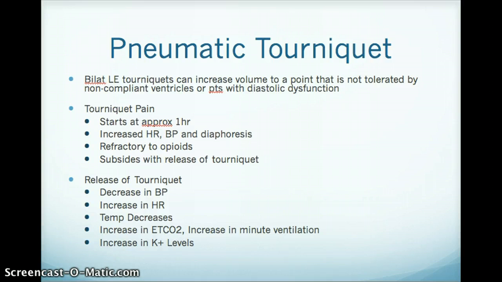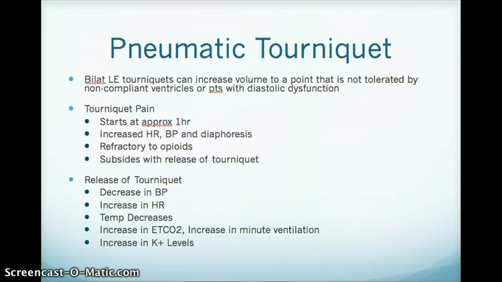Patients with diastolic dysfunction may not tolerate increased venous return to the heart. Bilateral tourniquets can increase volumes to a point where patients can go into heart failure. Pain is also a complication of tourniquet use. It begins approximately 1 hour after the tourniquet is inflated and generally is refractory to treatment with opioids. The release of the tourniquet is the only means of relieving tourniquet pain generally.